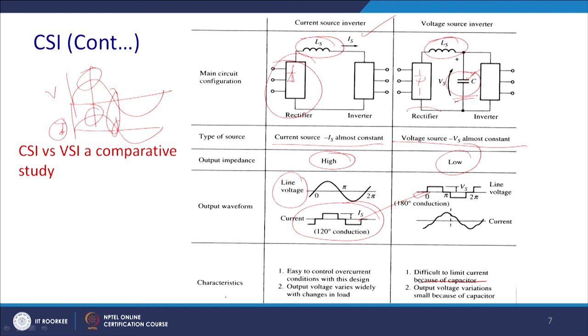And what else, the characteristics. This is one of the major benefits of it: easy to control the overcurrent condition with this design, so there is no short circuit condition. Output voltage varies widely with change in load, so this is one of the drawbacks also, because if you keep this constant, and since the current is constant, the voltage will depend on the load.